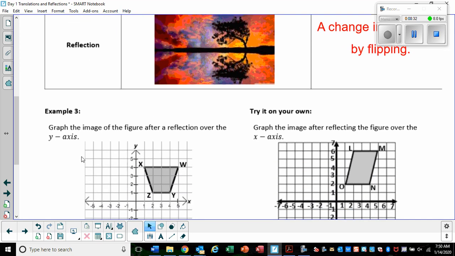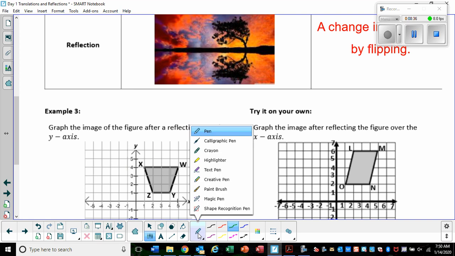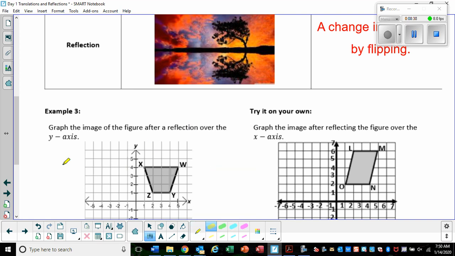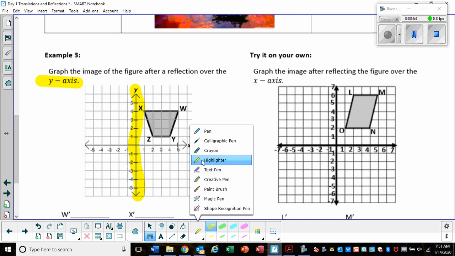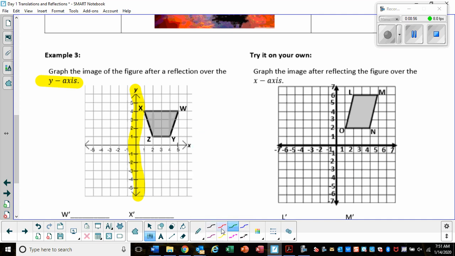So when we do this, we want to make sure we are highlighting the axis that we use, okay? I always highlight the one that they say. So they said the y-axis, that's the one I'm going to highlight. Okay? This guy right here. So that's what we're going to flip over. All right? And when we flip, what we're going to do is actually count how far away it is from that highlighted area. Okay? So X is only one space away on the y-axis.